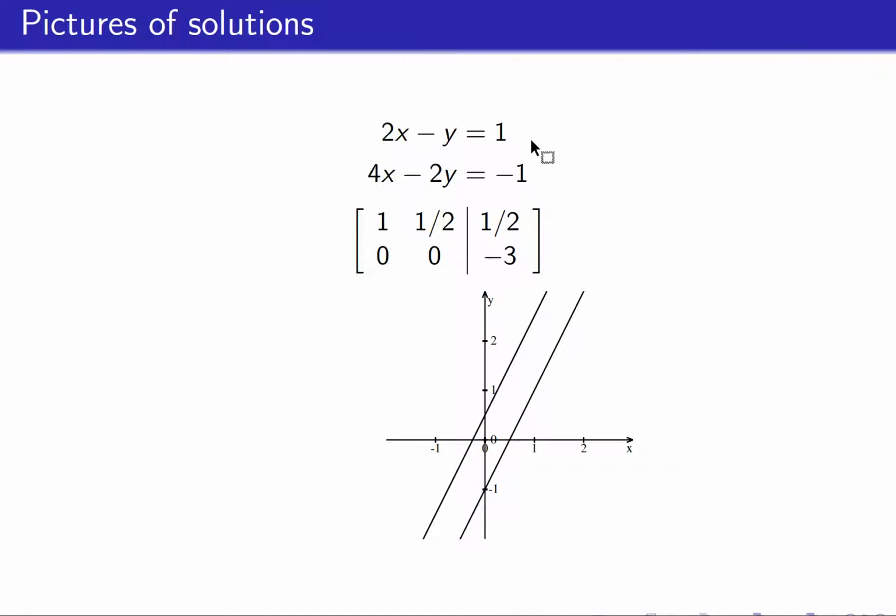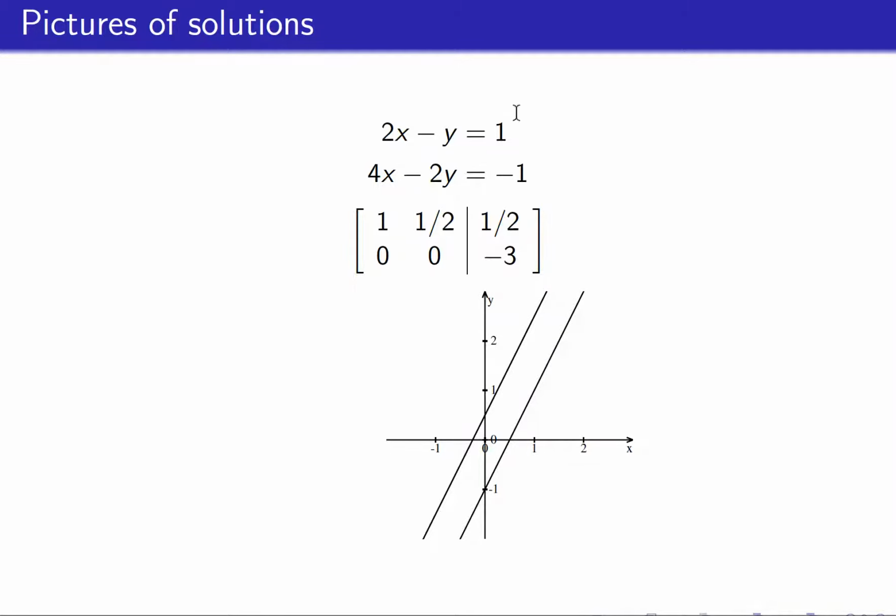Here's another system, 2x minus y equals 1 and 4x minus 2y equals negative 1. Okay. If you turn this into matrices and do all the row operations, you end up here. And this has a contradictory row. 0 is equal to negative 3. Okay. So there's no solutions.